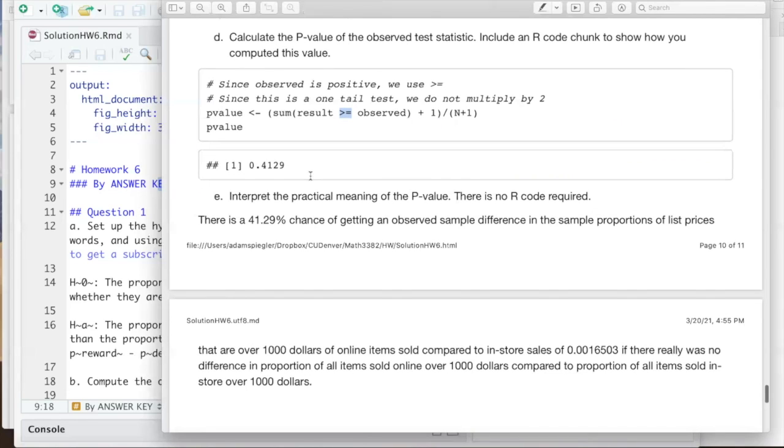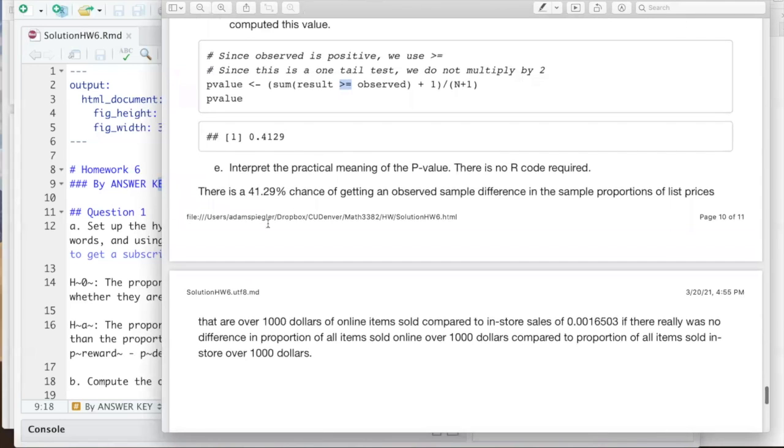And we can see here, since this difference was pretty small, the p-value tells us that there's about a 41% chance that we would get an observed sample difference of proportions as large as the one that we observed if there really was no difference in the proportion of sales online versus in store that were over $1,000.